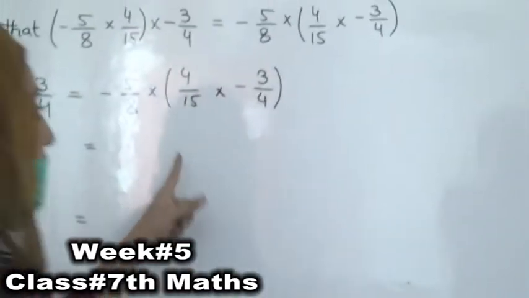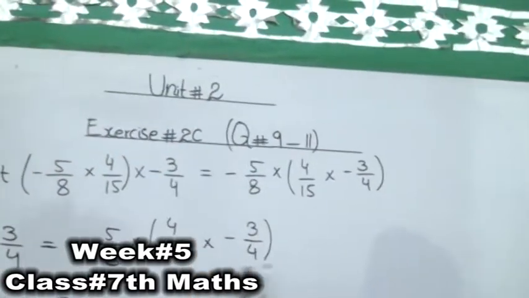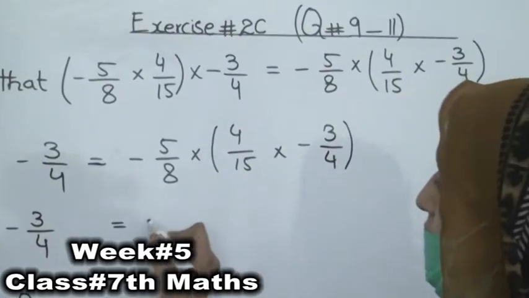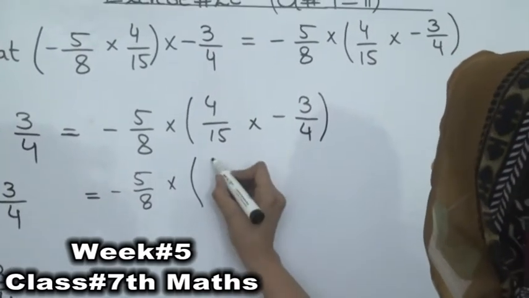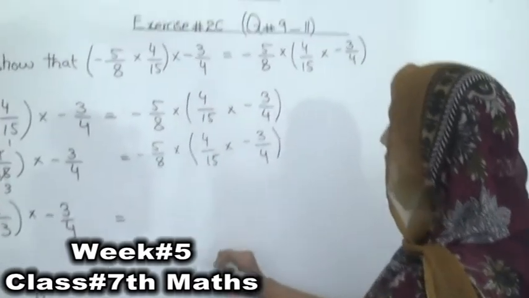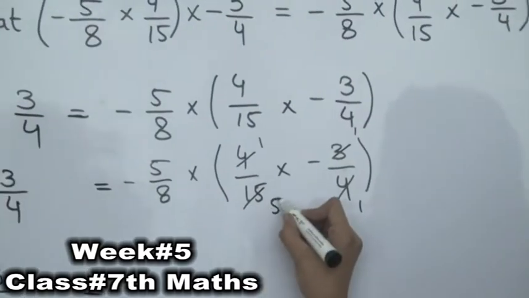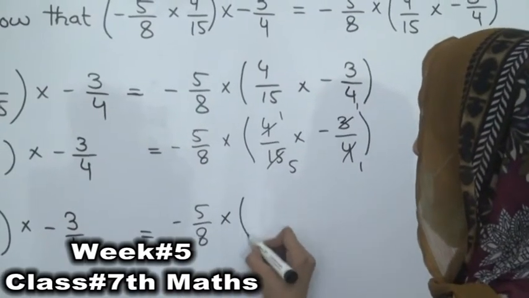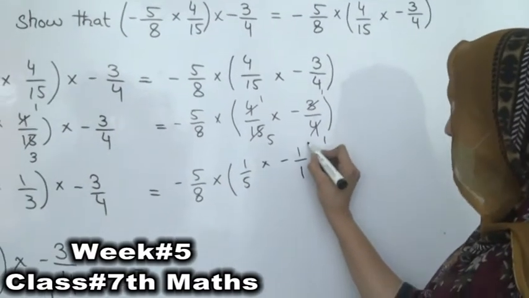Now we take the right hand side. On the right hand side we will again solve the bracket first, and then we multiply with the number outside the bracket. Minus 5 by 8 multiplied by 4 by 15 multiplied by minus 3 by 4. Here 4 ones are 4, 4 ones are 4, 3 ones are 3, 3 fives are 15. They will be cancelled. Minus 5 by 8 multiplied by 1 by 5 multiplied by minus 1 by 1.